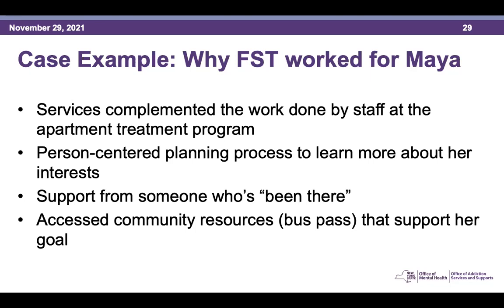And lastly, they were able to support her in accessing a community resource, the half-pass bus fare, that supported her goal acquisition so that she was able to do these things independently over time.